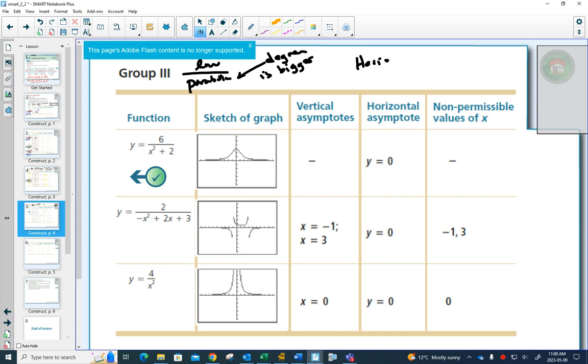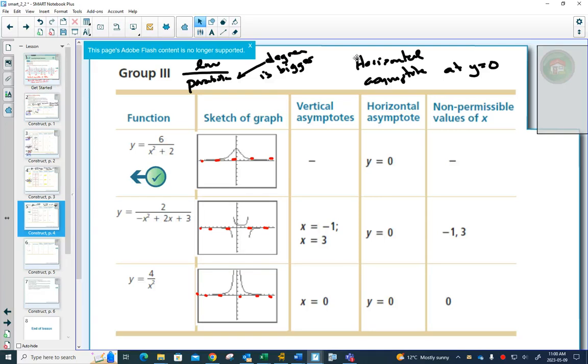Characteristic is that our horizontal asymptote on these ones is always at y equals 0. We're going to add a dotted line on all of these ones. Now you're always going to have a horizontal asymptote at y equals 0. That always happens when the degree is bigger on the bottom. Some of these have vertical asymptotes if they have non-permissible values. Some of them don't have non-permissible values, so they have no vertical asymptotes.